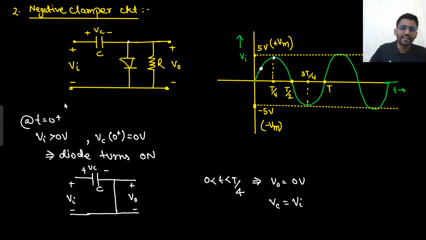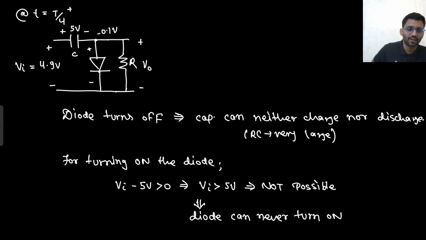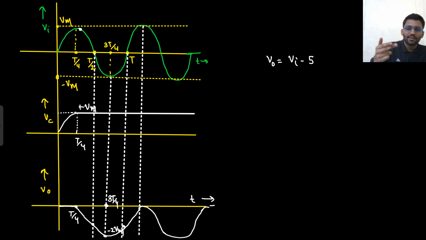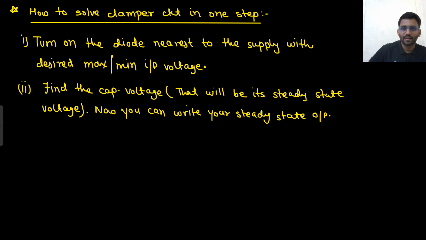And how to remember this is a negative clamper? Because the arrow is downward. If you see the diode, the arrow is downward. So that's how you can remember it is a negative clamper. That means it will shift the input voltage downward. So it is shifting the input voltage downward. Okay. So yeah, the input voltage is being shifted downwards. Right.